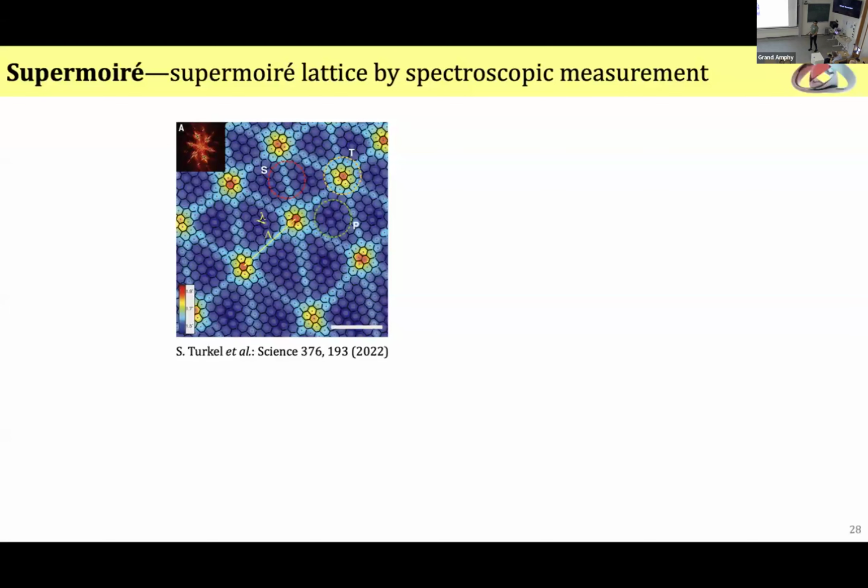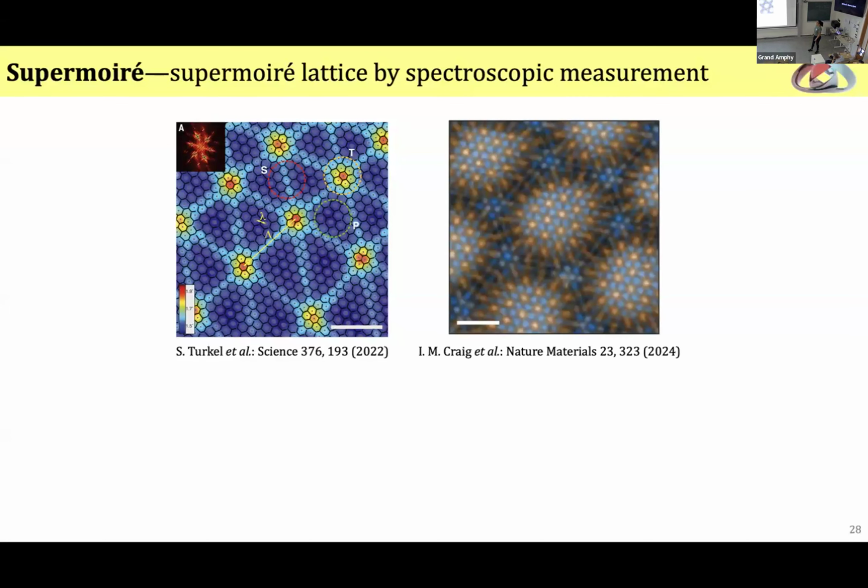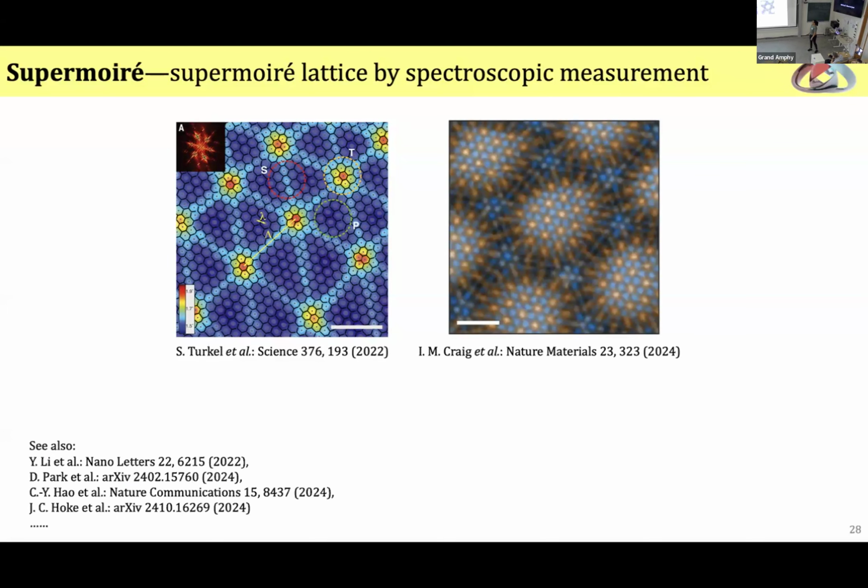Again, we are not the first here. Other people were already working with TEM and STM and showed that there are supermoirés, and you can see this paper also. Interference of the two moiré lattices gives you supermoirés.